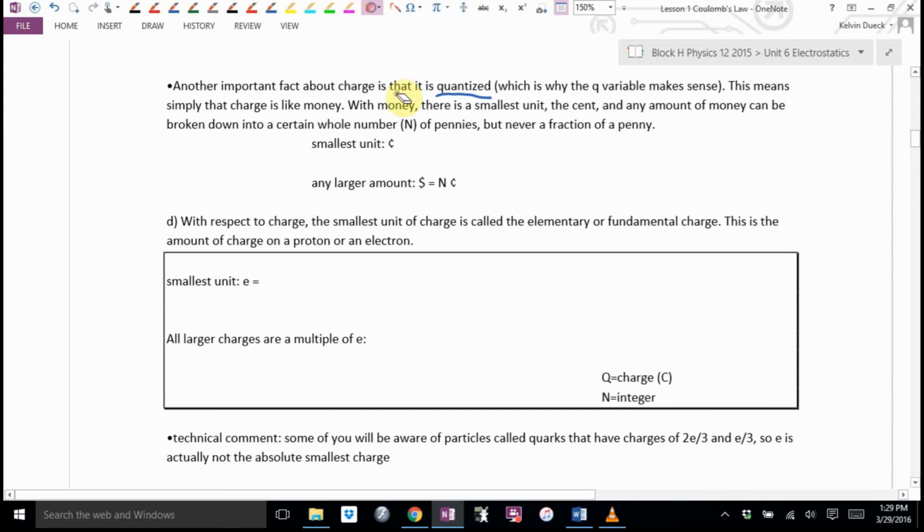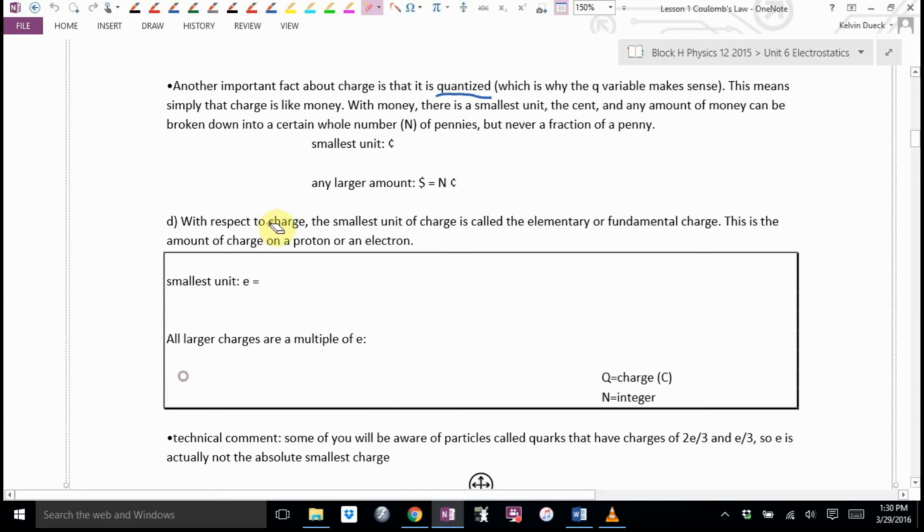So with money, there is a smallest unit, the cent, and any amount of money can be broken down into a certain whole number of pennies, n pennies. But you can never have a fraction of a penny. You may have that happen on your calculator, but in real life, it's not allowed to exist. We've got to round to the nearest penny. Money is quantized. In fact, the smallest unit of money is the cent. Any other amount is the number of pennies times 1 cent.